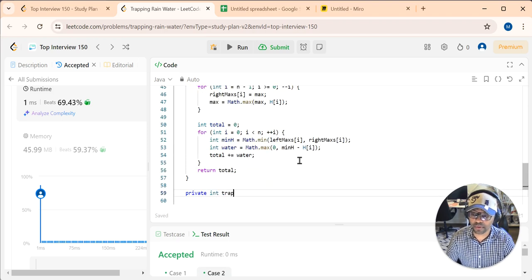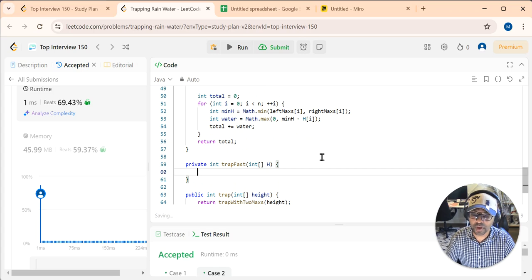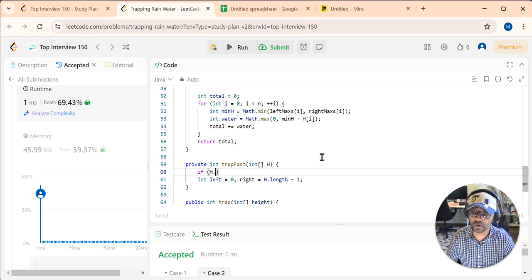Okay, so what's the approach? Well, the approach is we have a left pointer and we have a right pointer, h.length - 1. Actually, let's just do this. If h.length is less or equal to 2, return 0, just to make sure there are at least 2 elements. Probably it works even without that check, but just because I'm going a bit fast, I'm not going to bother checking for now.